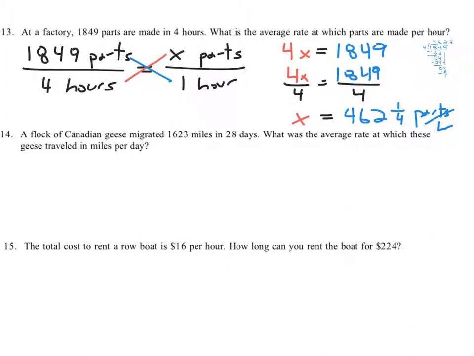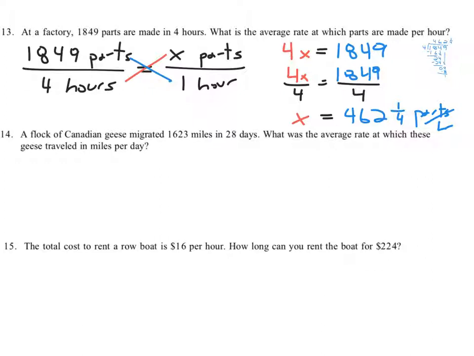Okay, and let me just check my answers against the answer key. Yeah, it says 462 parts per hour because they rounded it off to the nearest part. Okay, so you set it up as a proportion, you solve it. We're going to do that for the rest of these too.